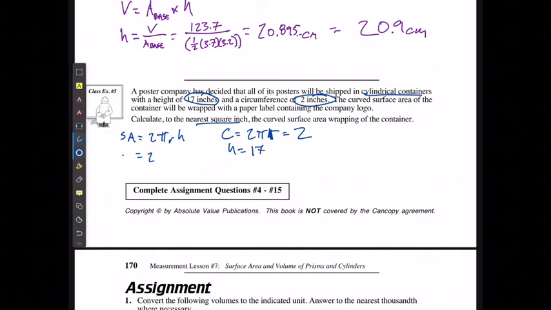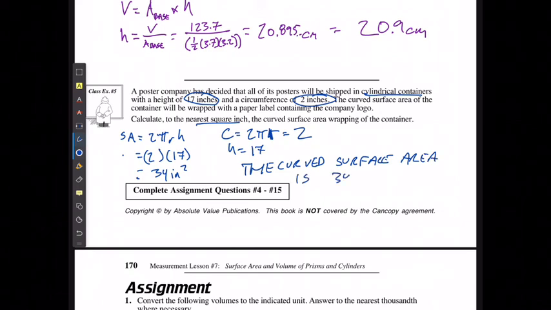So this would be the same as 2 times 17, or 34 inches squared. The curved surface area is 34 inches squared.